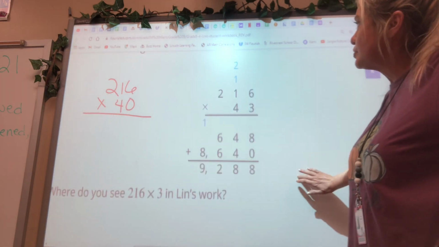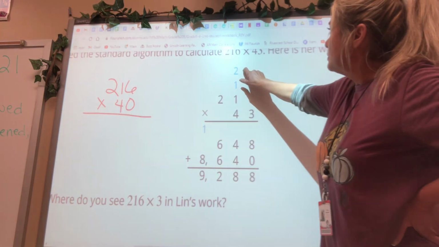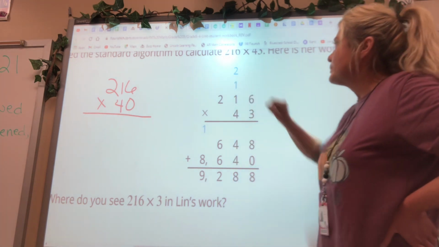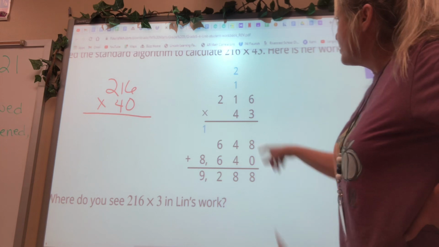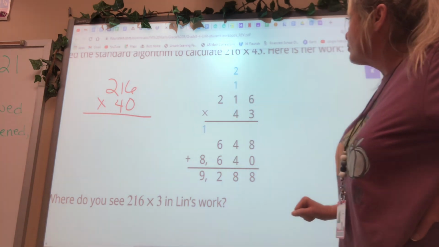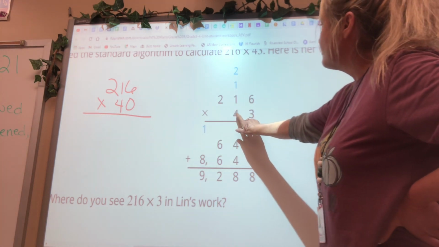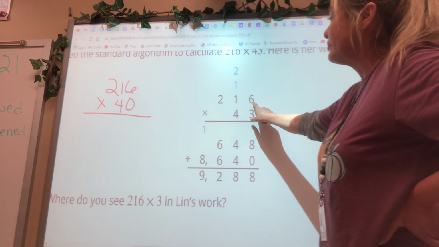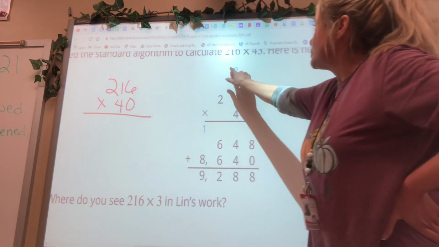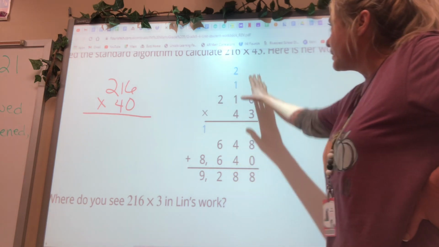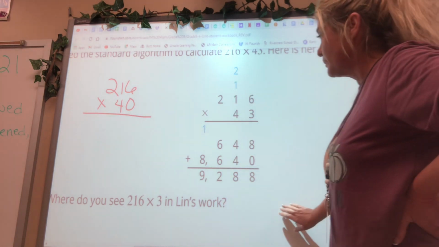The blue 2. Remember, anytime it's in blue in the book, it's a carryover. So this 2 came from when we multiplied 4 times 6 and got 24. Here's the 4 part, and we carried our 2, so 24. That's where the blue 2 came from. It's our carryover.